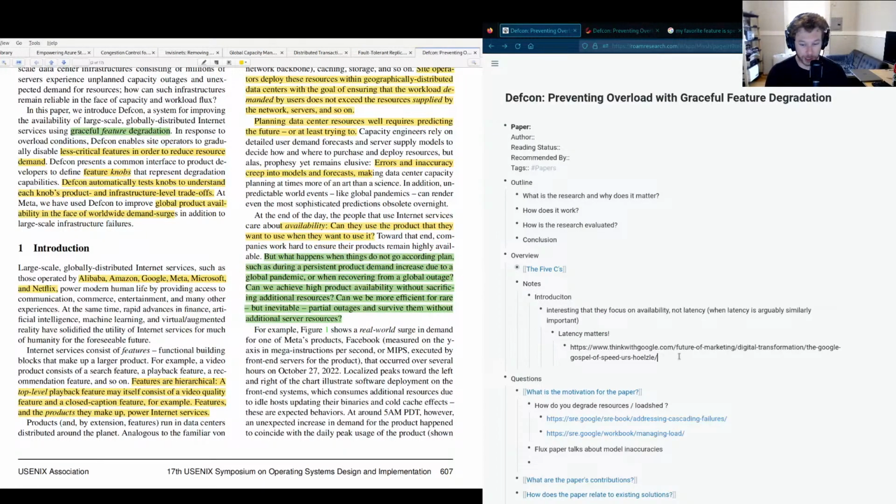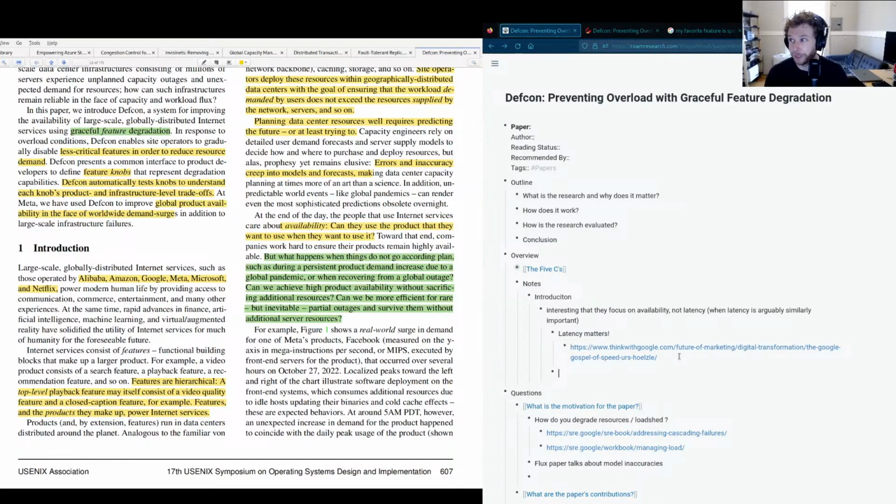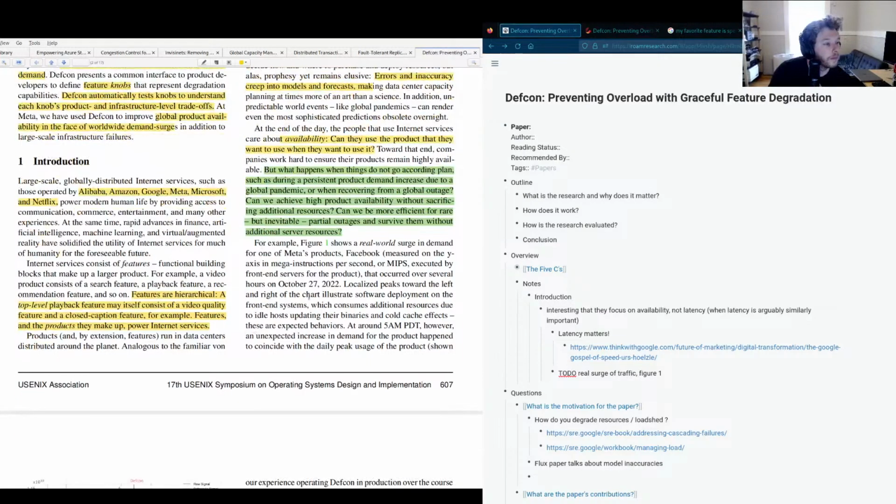And then, okay, cool. They have an example. Oh, this is one of the things I actually really enjoy about the Meta papers, is they're very often based on production experiences. Specifically, their systems papers. So mega instructions per second.